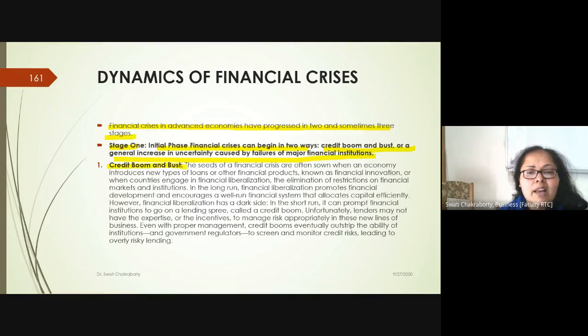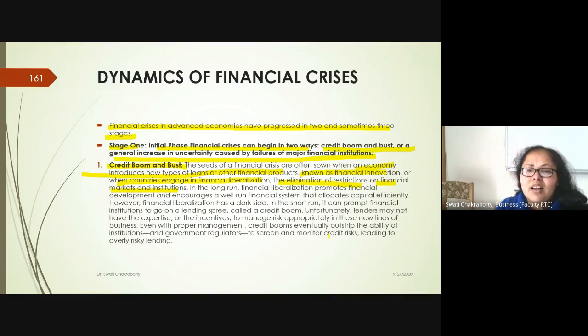So, credit boom and bust. What actually happens is that the seeds of a financial crisis generally appear when an economy introduces new types of loans or other financial products, known as financial innovations. Or when countries engage in financial liberalization, where all the restrictions on financial markets and institutions are eliminated.